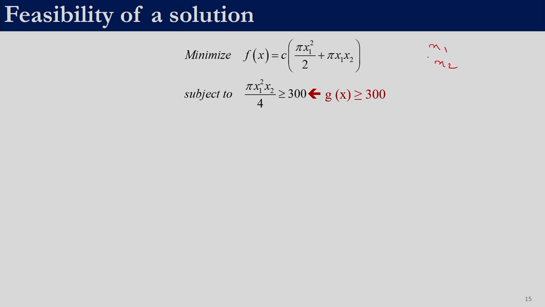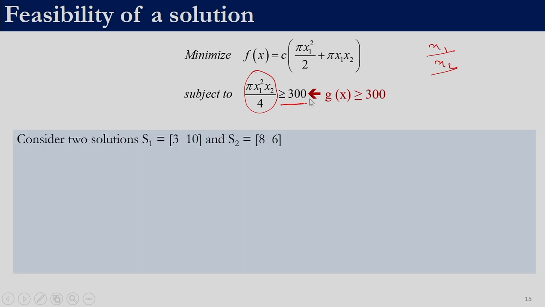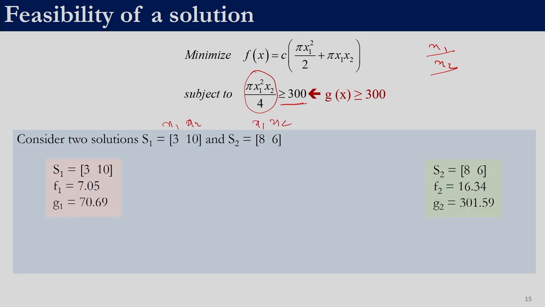So now we are supposed to find the values of x1 and x2 such that when those values are plugged into this part, that should result in a value which is greater than or equal to 300. Right? If it does not happen, then the solution is said to be an infeasible solution. So for example, consider the solution x1 equal to 3 and x2 equal to 10, and another solution x1 equal to 8 and x2 equal to 6. If we calculate the objective function for both of these, right, if I plug 3, 10 into this expression, we'll get 7.05.